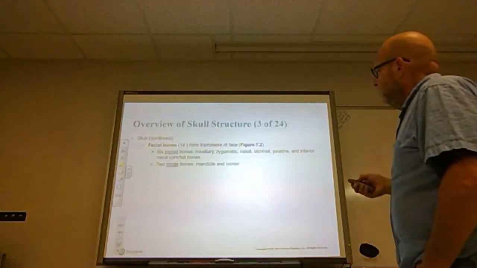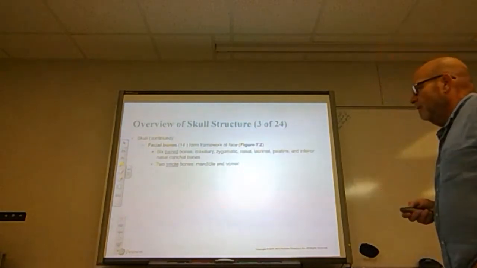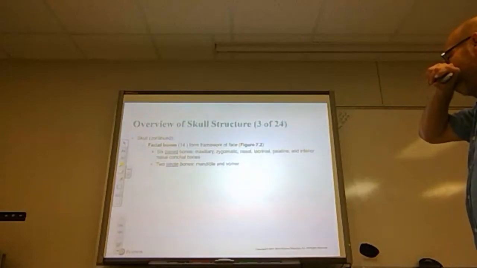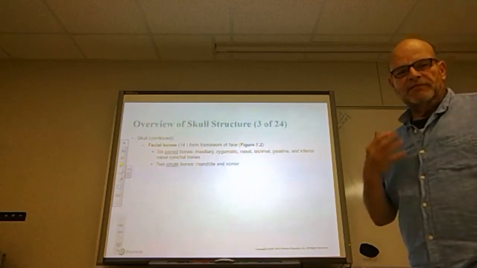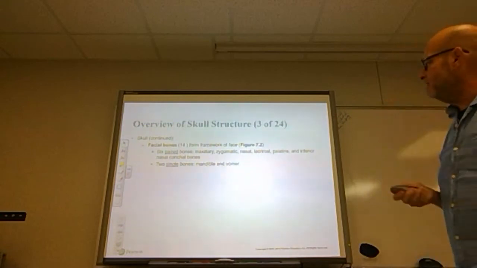The other 14 bones are the bones of the face. They're called the facial bones. You have 6 paired bones. You have a pair of maxillae. The maxillary bones, you might think of that as the upper jaw. That's where your top teeth are.